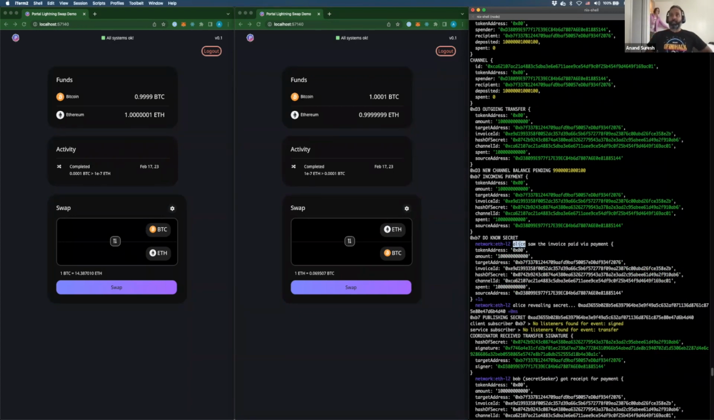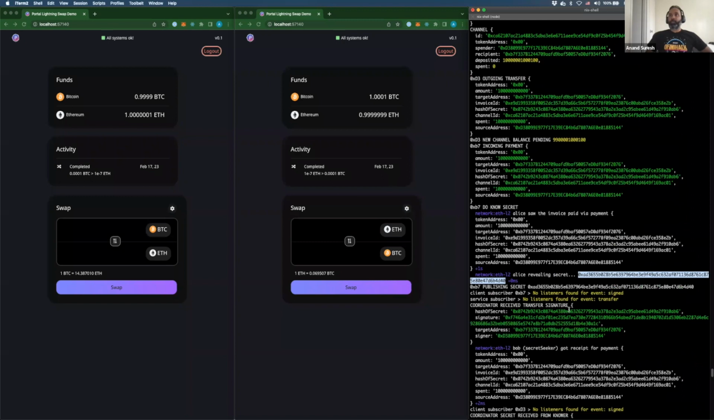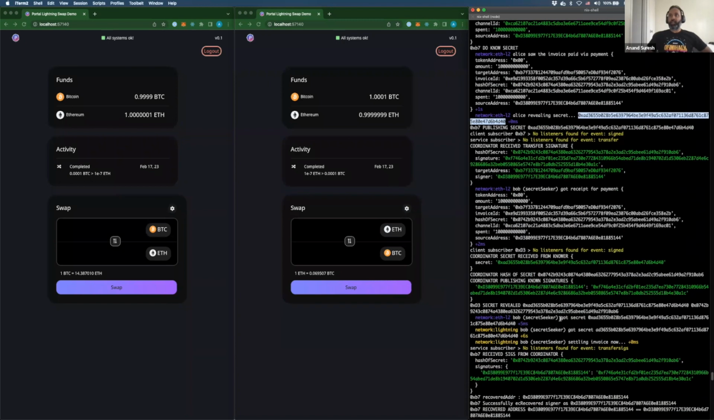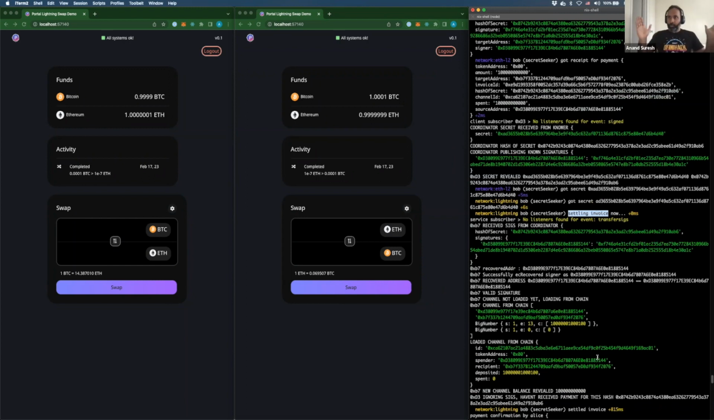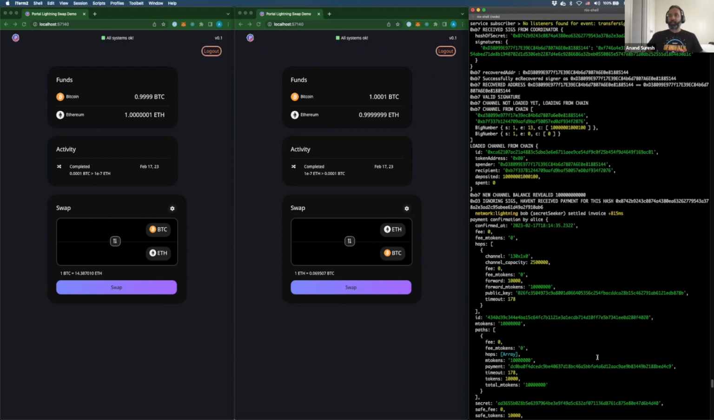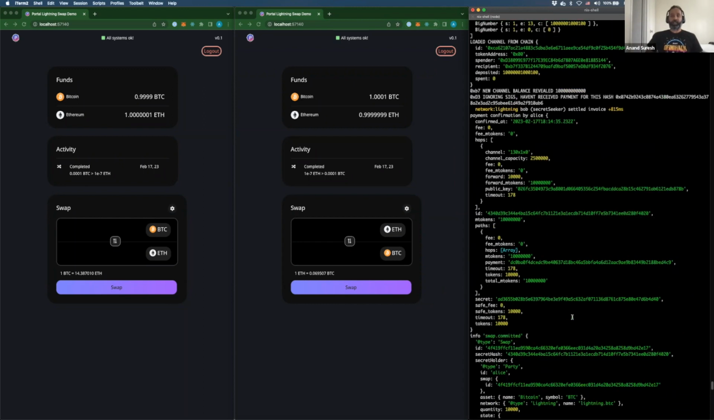But now that Bob has paid the invoice, Alice actually sees the payment come through on the L2 network, and Alice reveals the secret, which then gets pushed to the other side, on the Lightning side. Now Bob gets the secret on that side and then settles the invoice on the Lightning side. So now both Alice and Bob have settled the invoices on each of their sides, and Alice gets the payment confirmation for the original Lightning payment that she had paid.